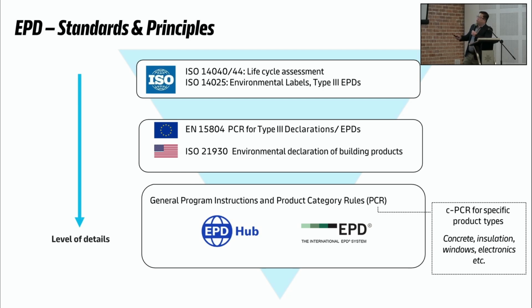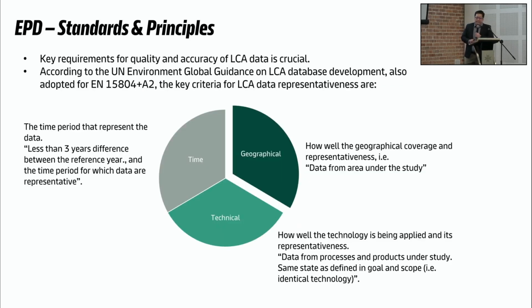Okay, there are two well-known general program operators, called EPD Hub or International EPD System, whereby if you become a member and subscribe to their service, you can basically search any material that you want of their EPD online. It is hosted on the cloud. You can just type in whatever material that you want. It's all there. It tells you everything. Okay, how you use it, later slides I will show you how.